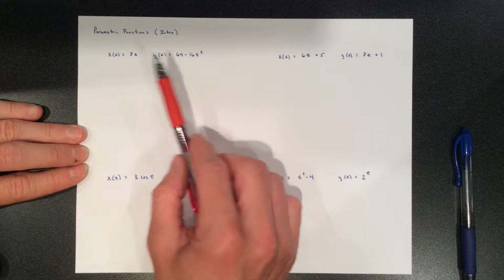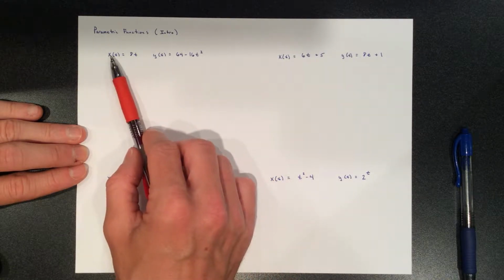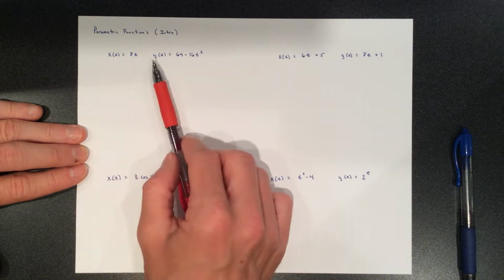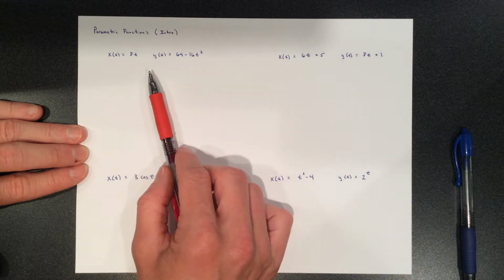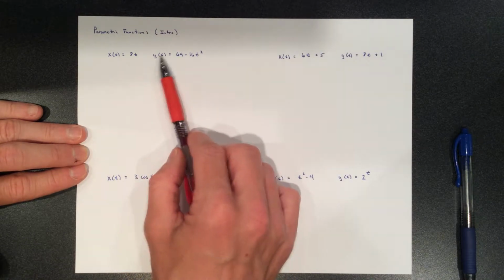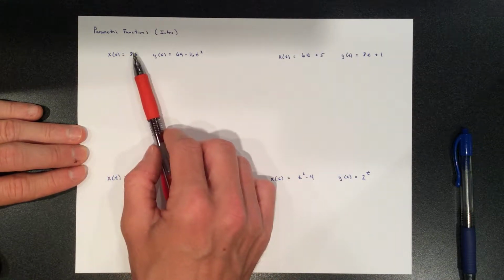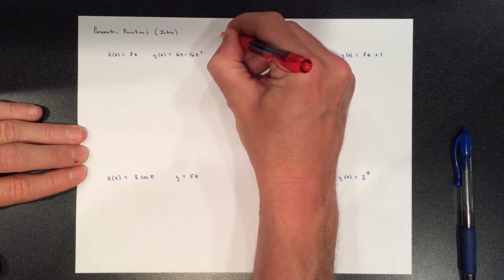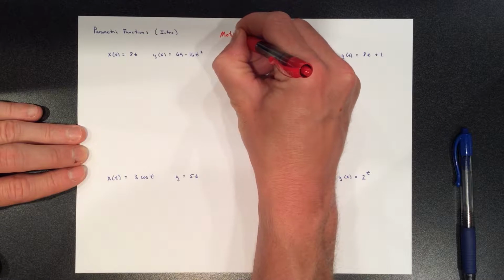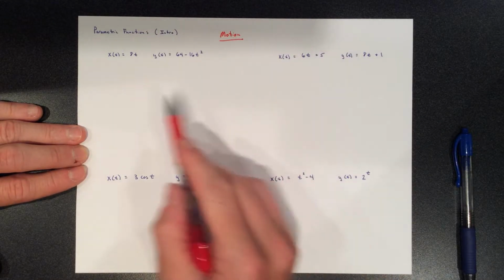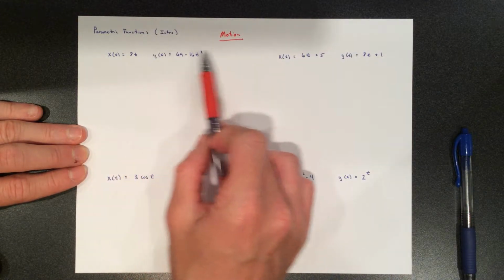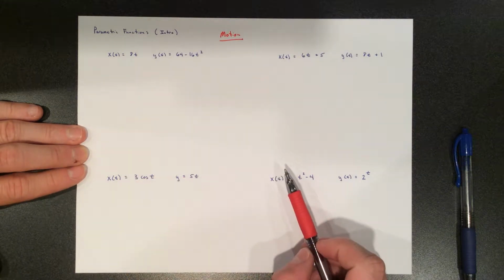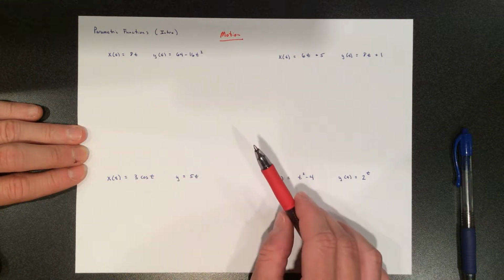And instead of looking at y as a function of x, we're going to look at x and y both individually as functions of time. Y is a function of time and x is a function of time. And so when we start thinking about parametric functions, we're really talking about motion. In this case, two-dimensional motion. We could do 3D, x, y, and z, but the four examples that I selected here are just two-dimensional examples.